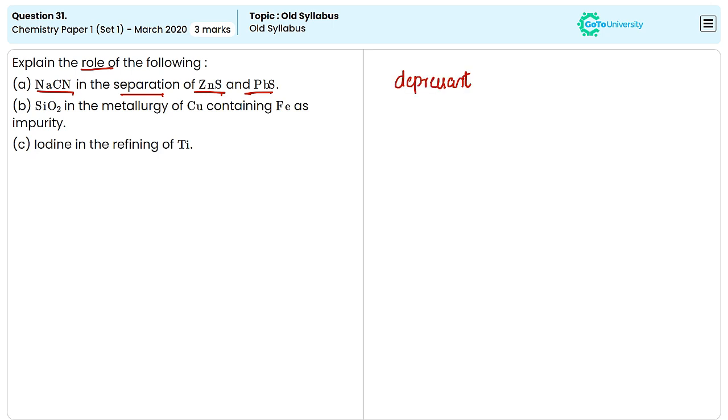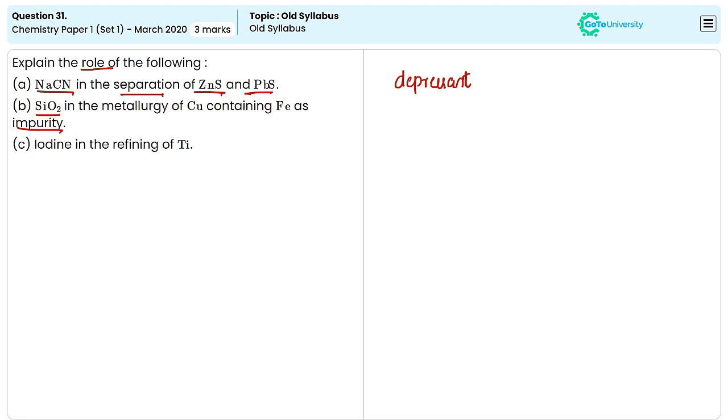It prevents the flotation of lead sulfide by forming soluble lead cyanide complexes, while allowing zinc sulfide to float and be separated. The second one is the role of silicon dioxide in the metallurgy of copper containing iron as impurity.